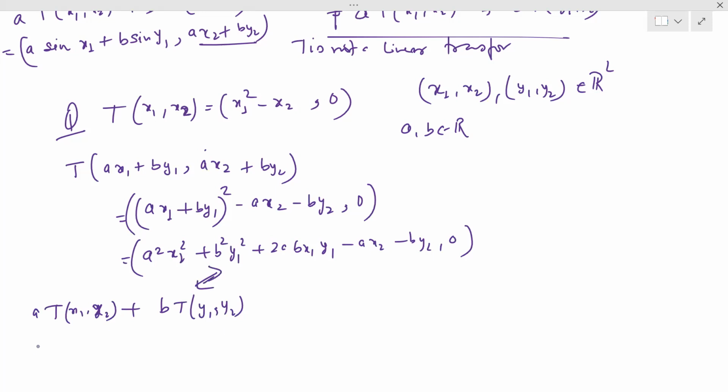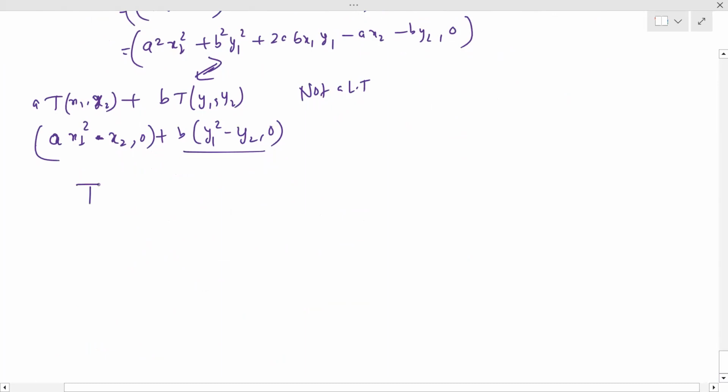You can confirm on your own that what it is going to yield you is a (x1 square minus x2, 0) plus b (y1 square minus y2, 0). So clearly they cannot be equal. So this is not a linear transformation. However, if you remove this power 2, then obviously this would be a linear transformation. You can check it right now itself.